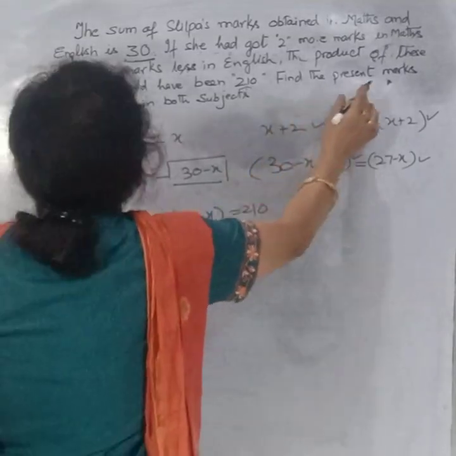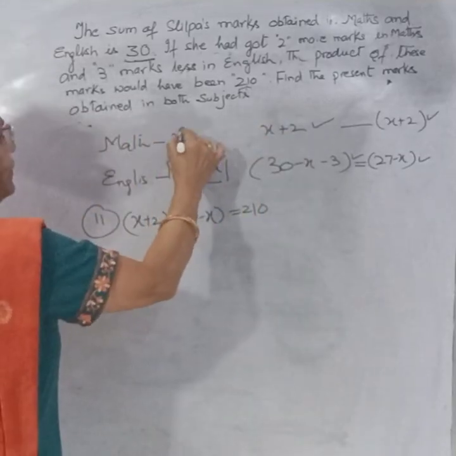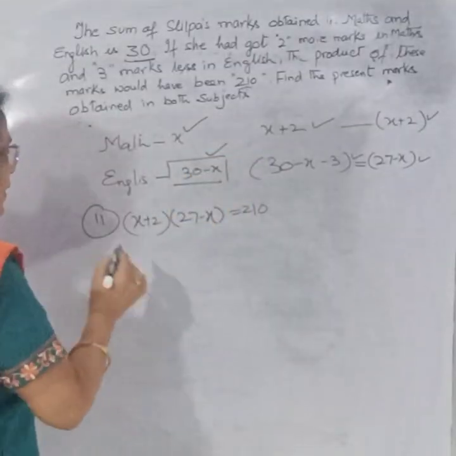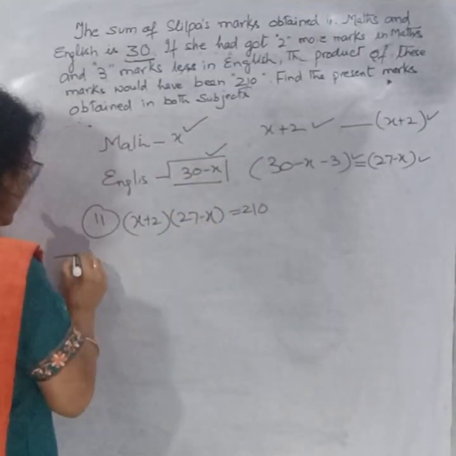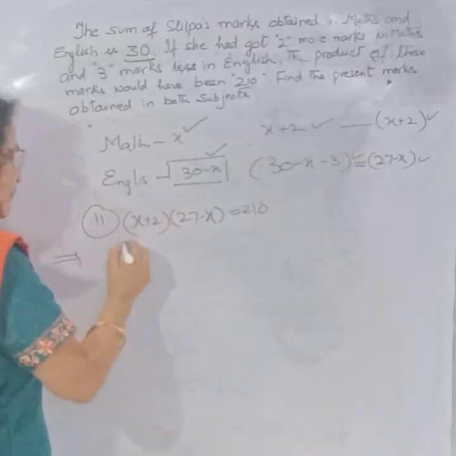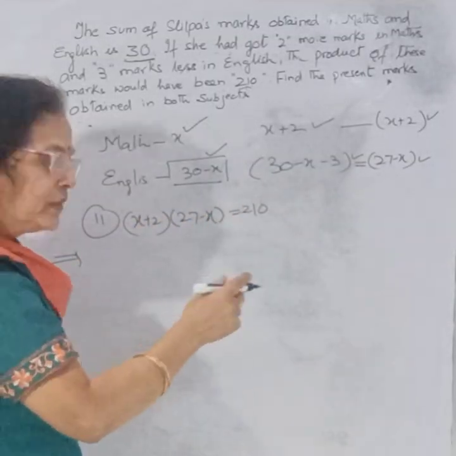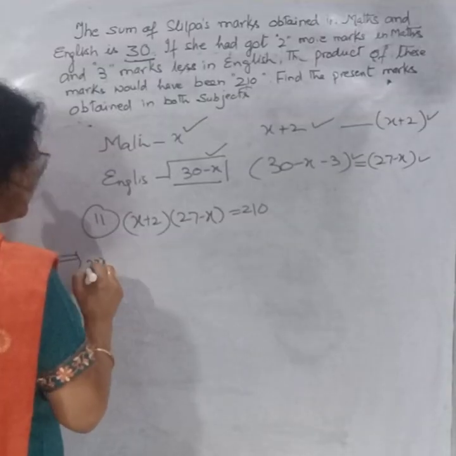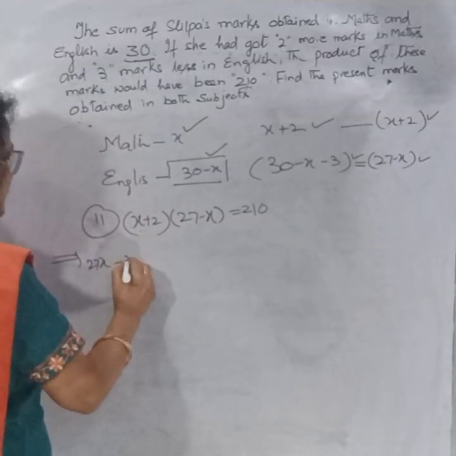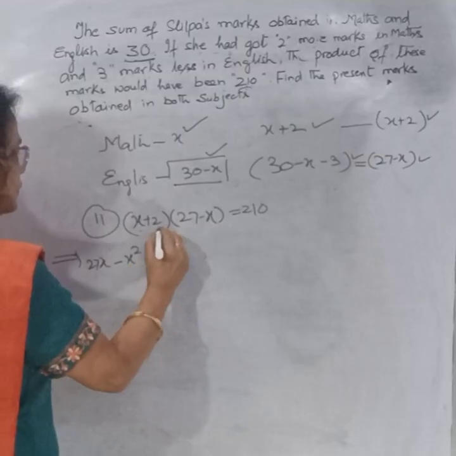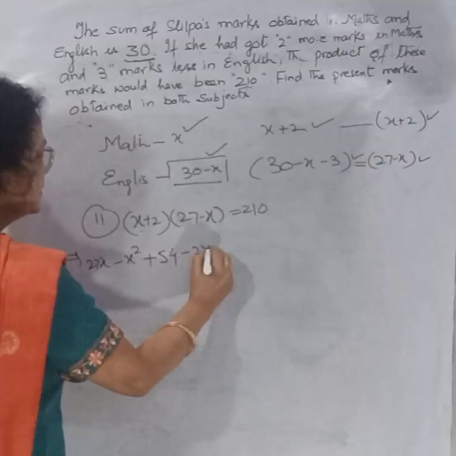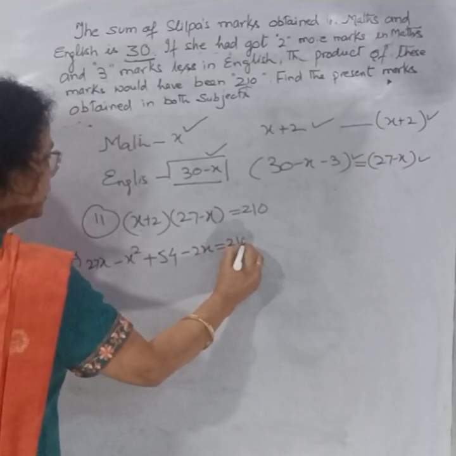Then find the present marks obtained in both the subjects. It means we have to find the value of x and 30 minus x. Now, we are going to solve this. In order to solve this, the multiplication is to be done and the equation opened. This will be 27x minus x square plus 2 times 27, which is 54, minus 2 times x, is equal to 210.